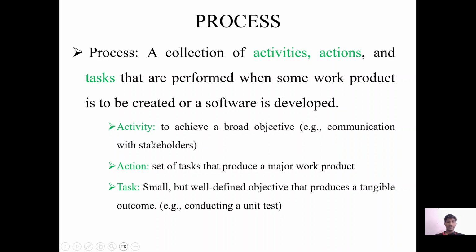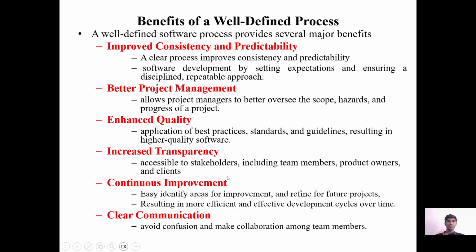So first is activity. What is activity? To achieve a broader objective, such as communication with the stakeholder, is a kind of activity. Next is action. Action is nothing but a set of tasks that produce a major work product. Next is task. Task is nothing but a small and well defined objective that produces a tangible outcome. So all this put together forms the term process.